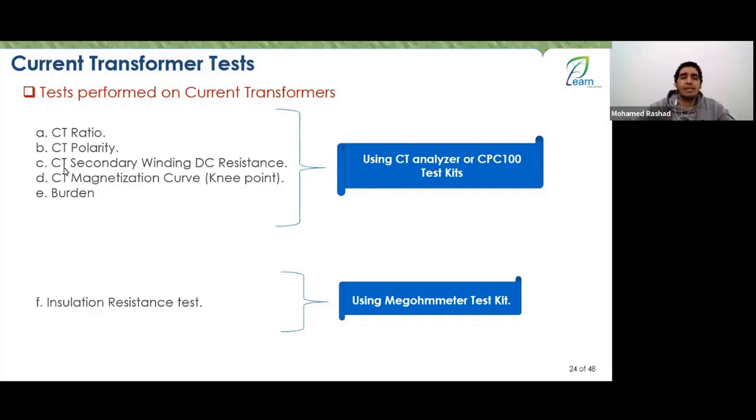After that, we had the CT winding resistance. Here the CT winding resistance is very important to ensure the resistance of the secondary windings of the current transformer. And since I am talking about winding resistance, I am referring to conductor resistance. And we will discuss this right now. So here I am talking about conductor resistance. Let's take a look together.